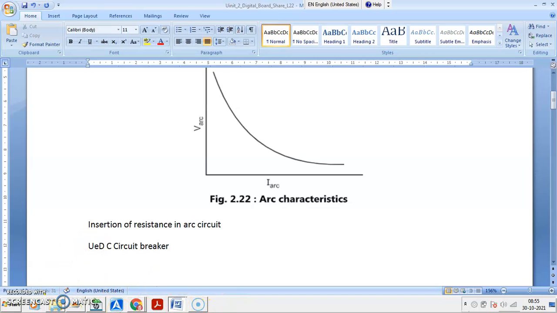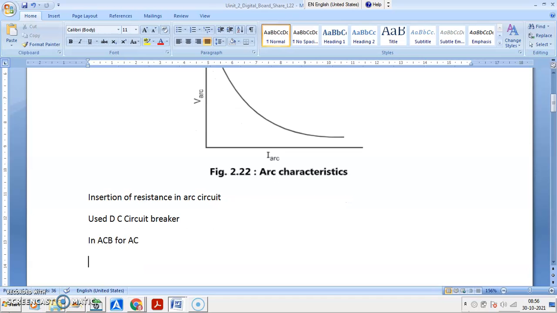Okay. Any doubt? If you have, you can ask. No, sir. This is used in DC circuit breakers, and also sometimes in air-break type AC circuit breakers, in ACB, the air circuit breaker for AC. So you understood the concept.